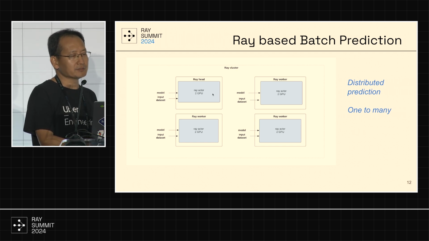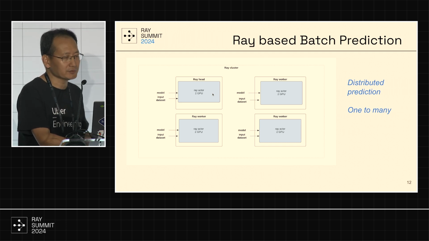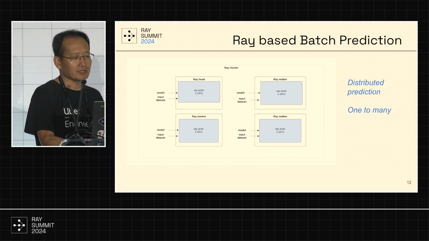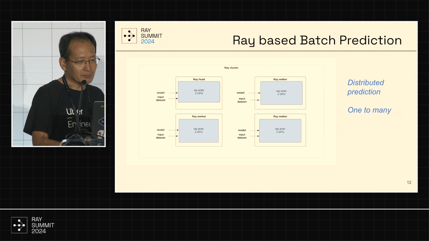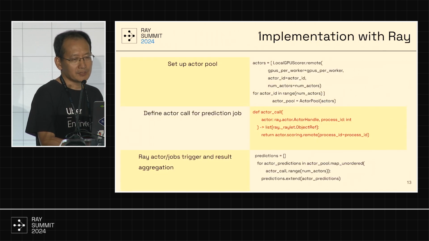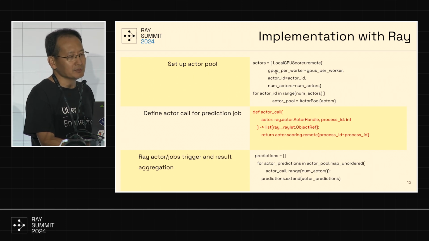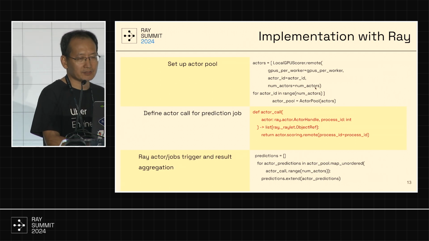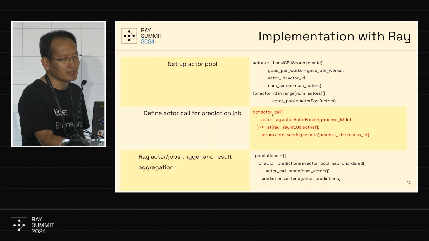But every actor is acting like an individual, single node, just like online, for the online-offline consistency. So here we can show quickly how we can implement this. You can set up an actor pool and decide the number of actors you need, the number of GPUs you need.